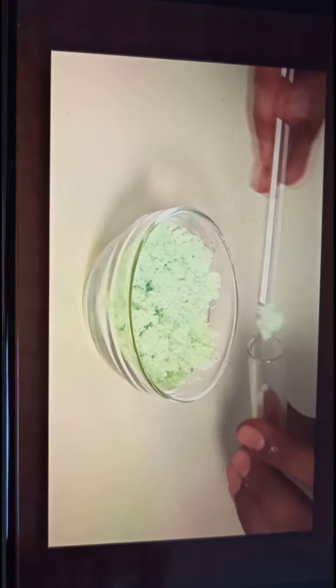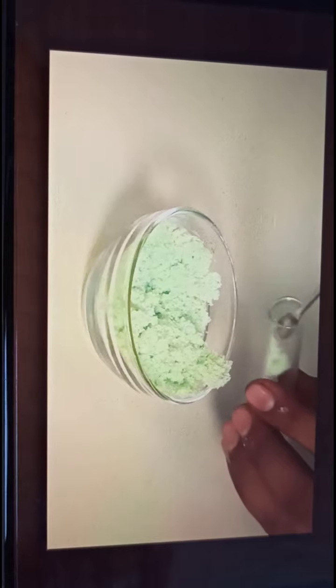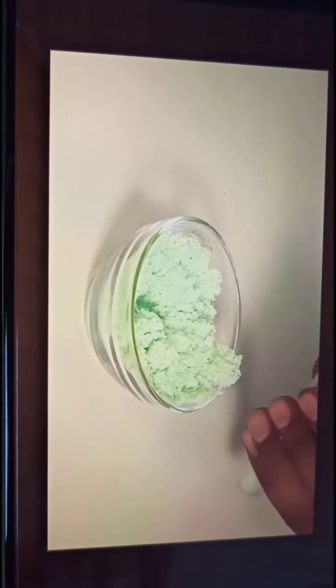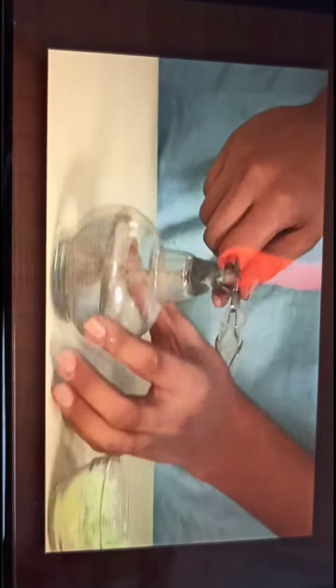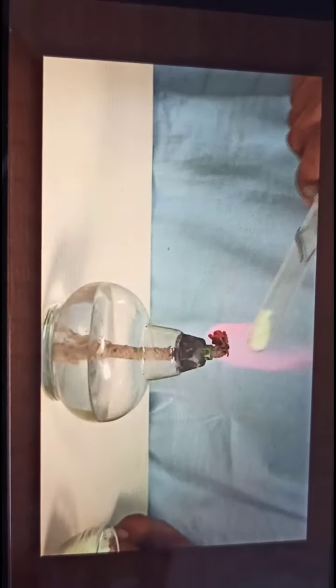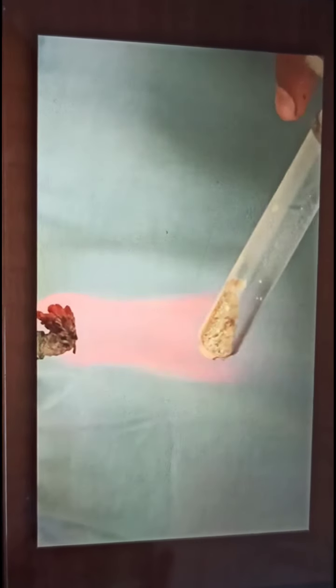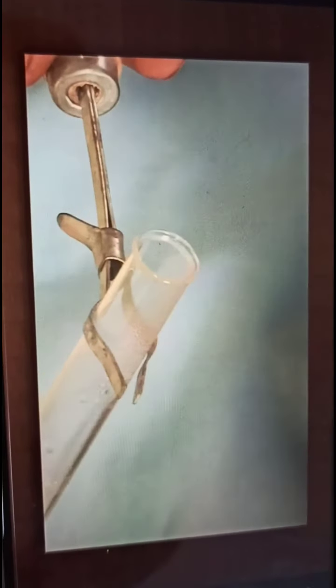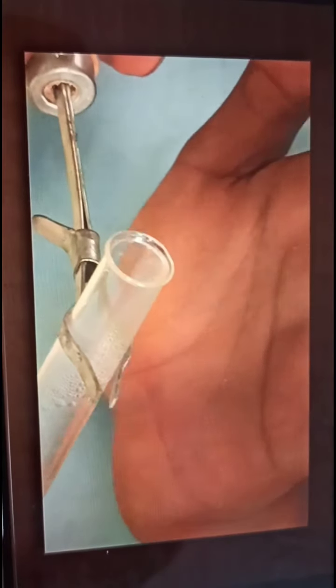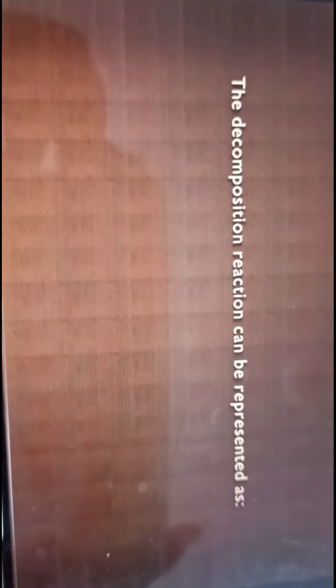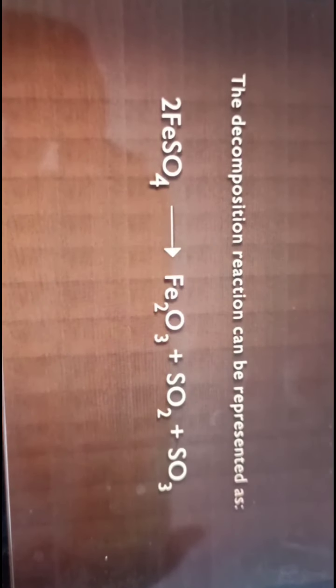So today we are here for the decomposition reaction of ferrous sulfate solution. We are putting this ferrous sulfate powder in a test tube. Now we are going to burn this powder. Initially the ferrous sulfate powder turns colorless because it is losing the water of crystallization. Then it starts turning into the next color, that is brown color, along with the production of some gases. We can easily detect these gases as they have a rotten egg-like smell.